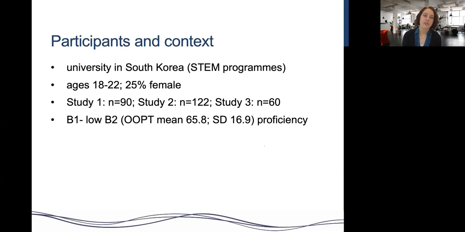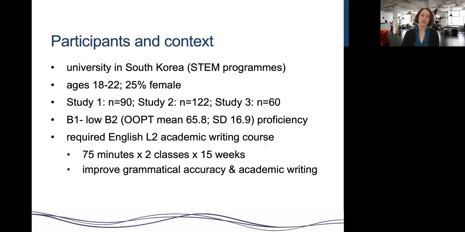Study 1 had 90 participants, Study 2 had 122, and Study 3 had 60. The proficiency of the learners was measured by the Oxford Online Placement Test, the OOPT, finding that there was a low B, or a B1 to low B2 proficiency. Now, the learners attended these required English academic writing courses twice a week for 75 minutes each, and the term lasted for 15 weeks.